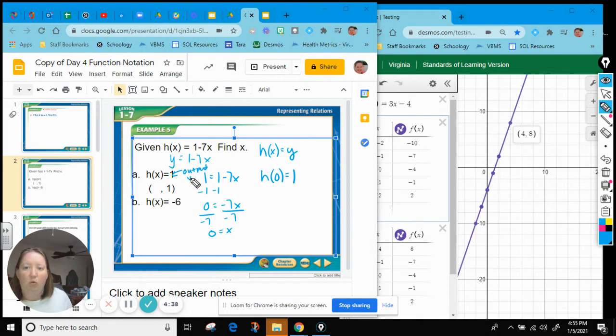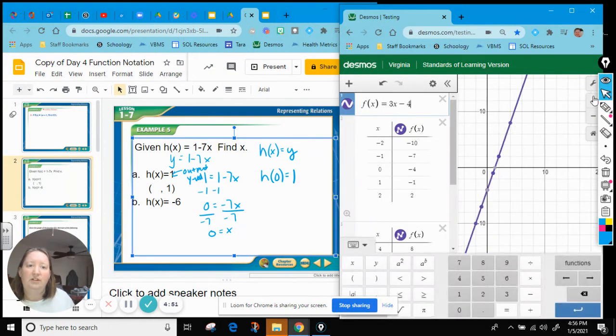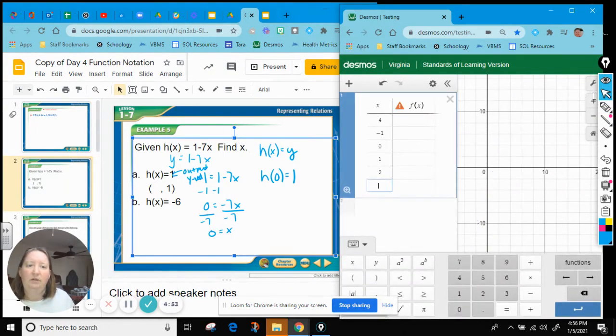They gave you a y value. And so what do you do with it? Well, you can set the equation equal to that number and solve it for x. Here's how you would utilize Desmos, though. You would come up here to the beginning. Let's get rid of these other ones.